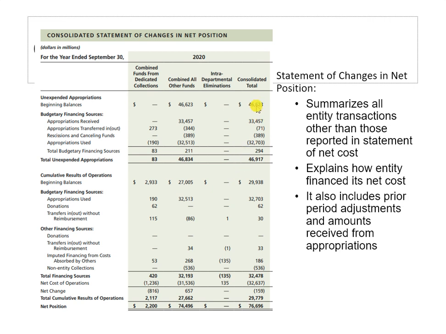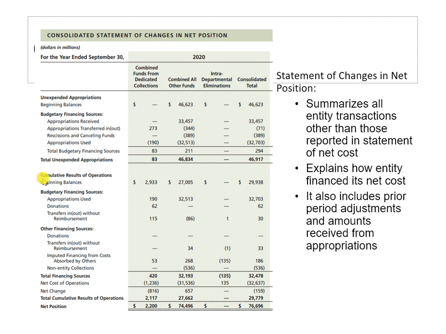So beginning unexpended appropriations plus new appropriations received, right, less appropriations used, after other adjustments, equals the unexpended appropriations by the end of the year, almost $47 billion.